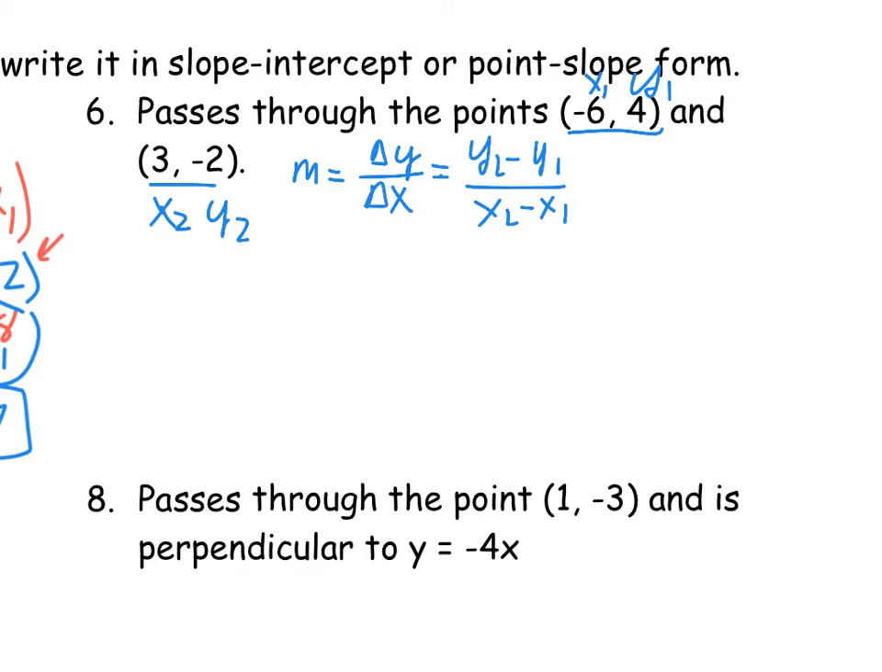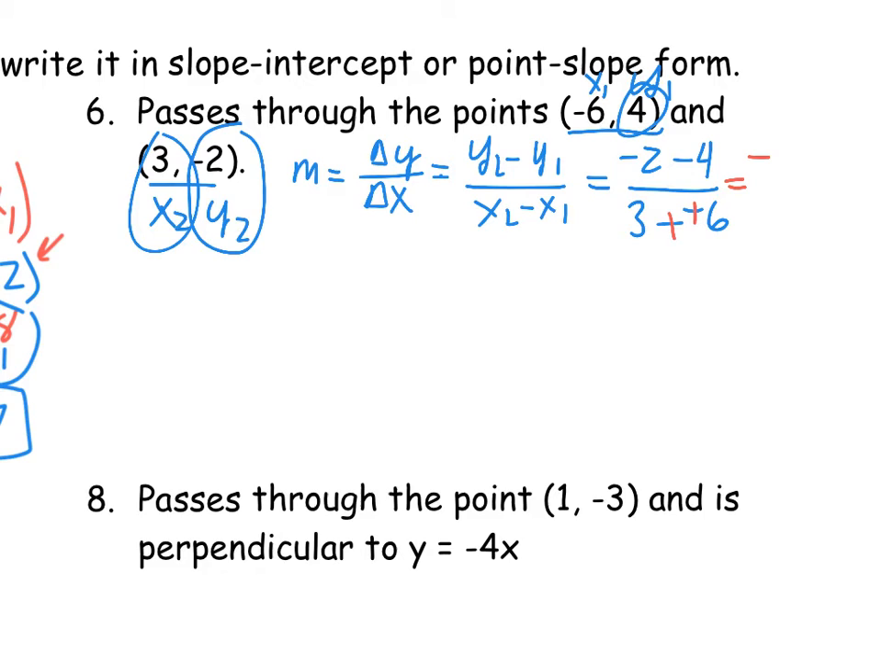So just kind of plugging things in and getting your answer now. First of all, we subtract the y's. Here's y sub 2, that's negative 2, minus the 4, that's my y sub 1, all over x sub 2, which is 3, minus a negative 6. So being careful with the negatives now. This would be plus a positive. So I'm going to get negative 6 all over positive 9.